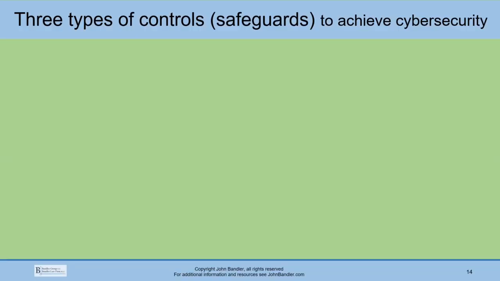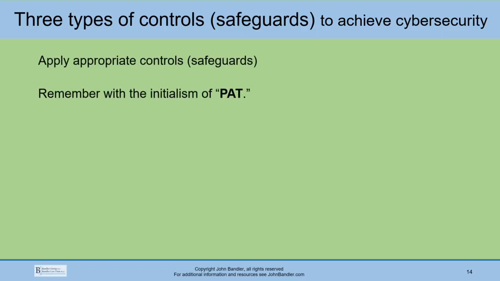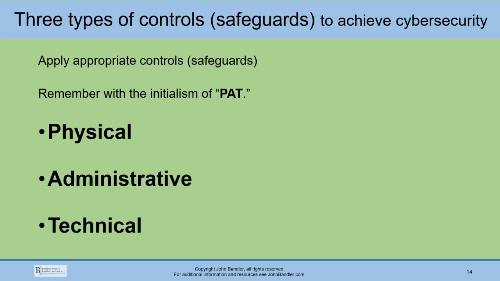To achieve those 3 objectives of cybersecurity, there are 3 types of controls, also known as safeguards, that are applied by the organization. You can remember that with the initialism of PAT, P-A-T. And first we remember those 3 words: physical controls, administrative controls, and technical controls. Now let's dig in a little more on each.